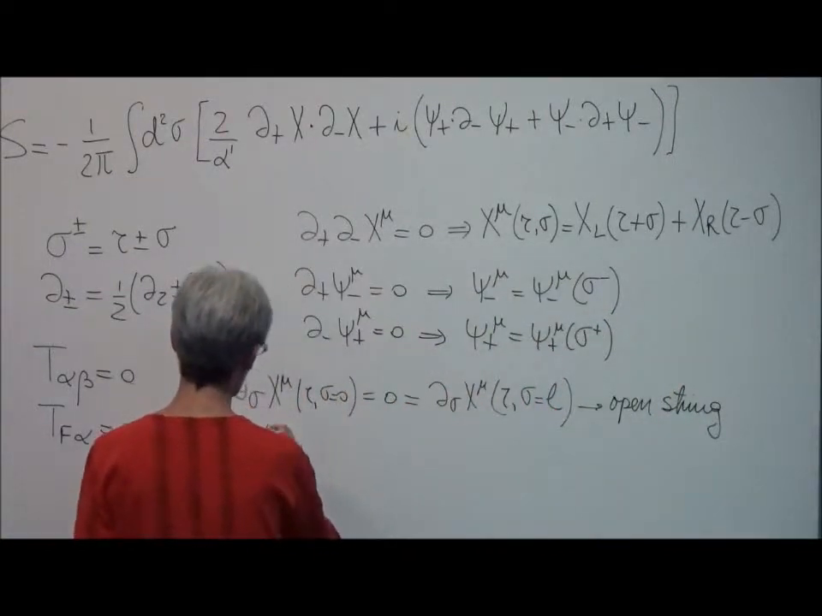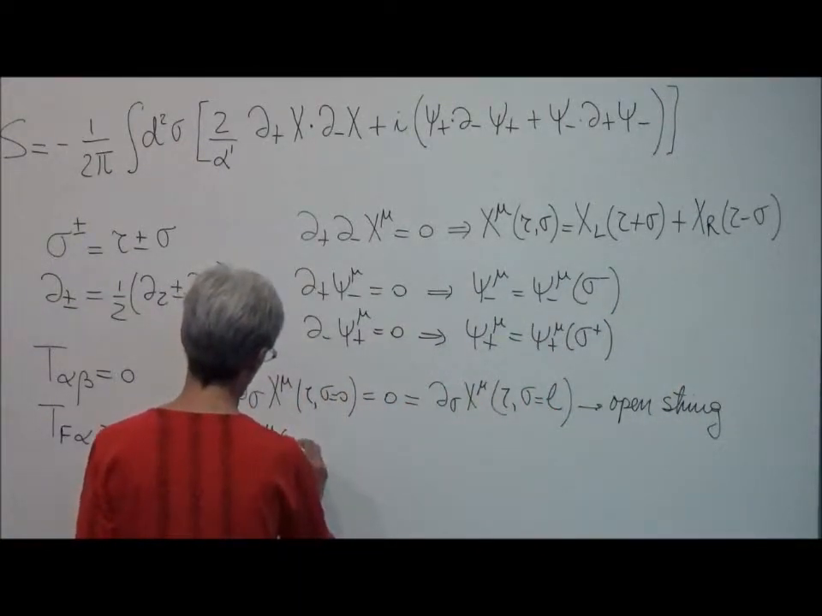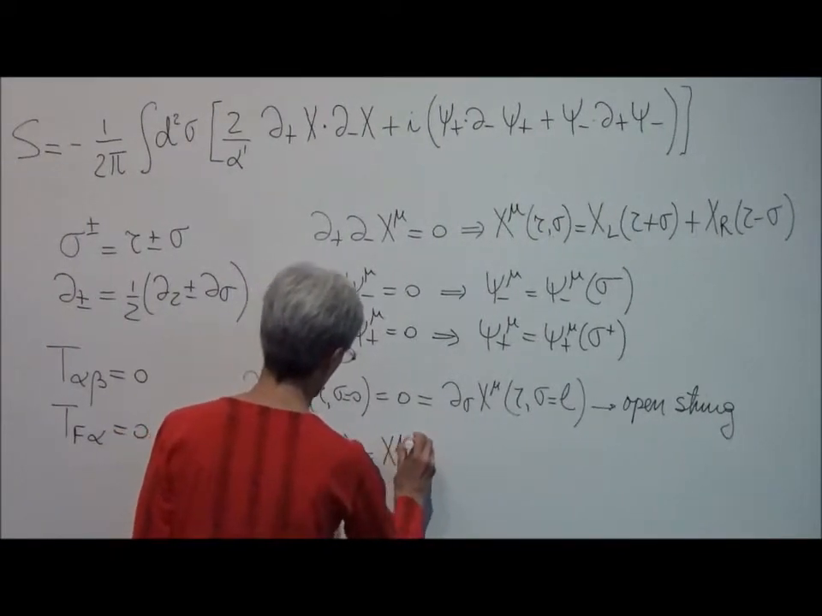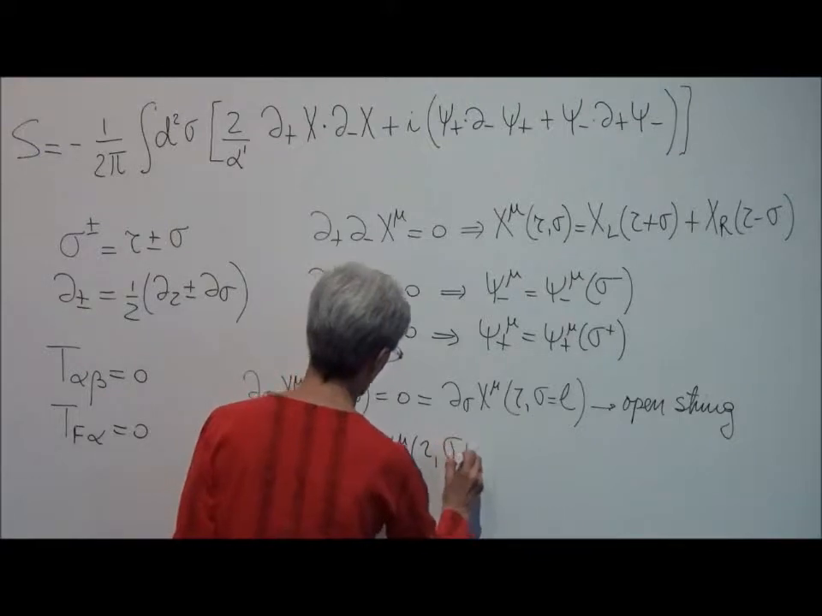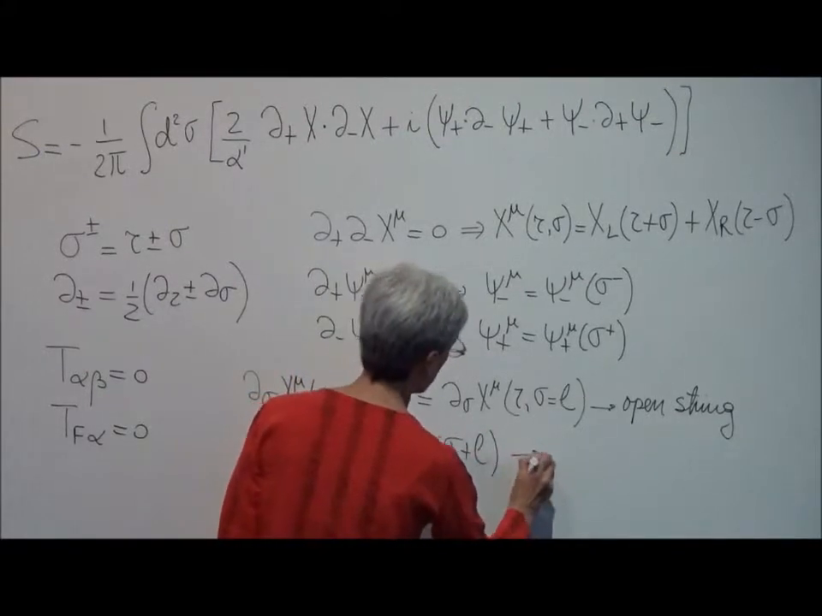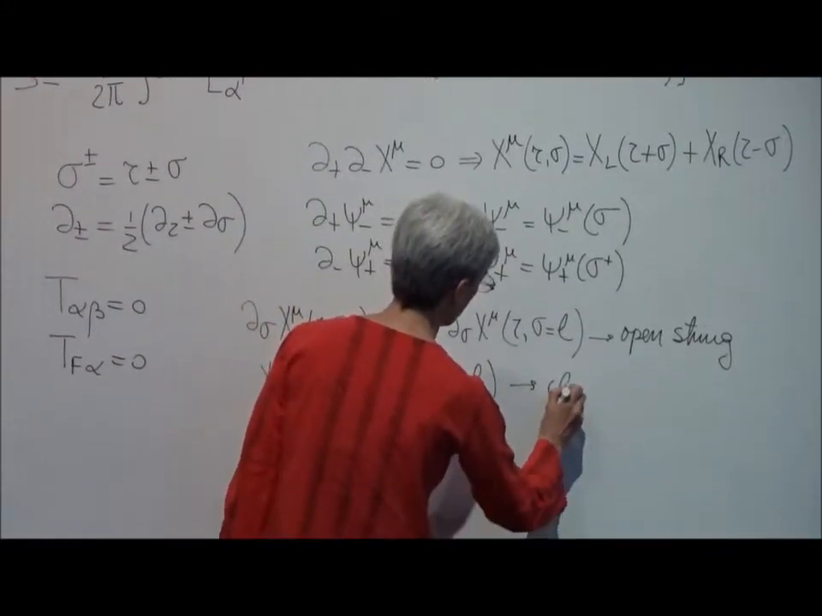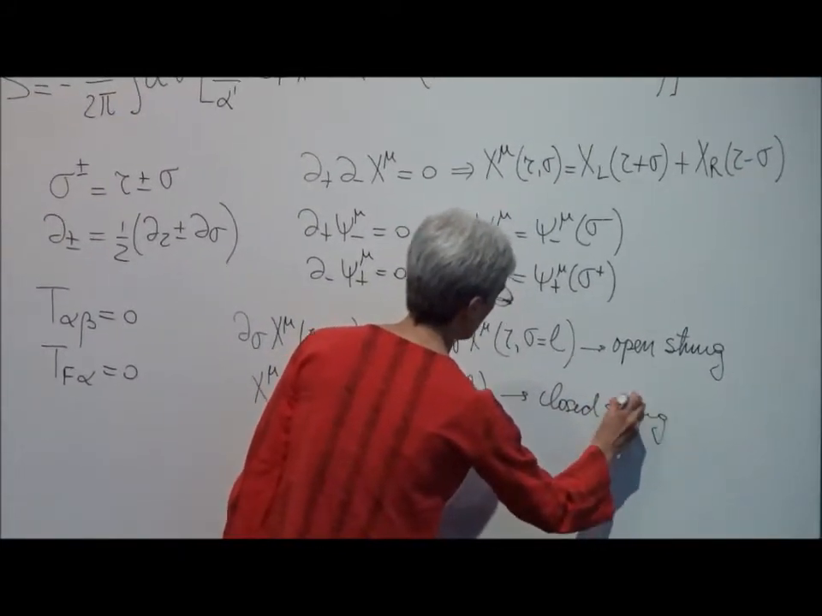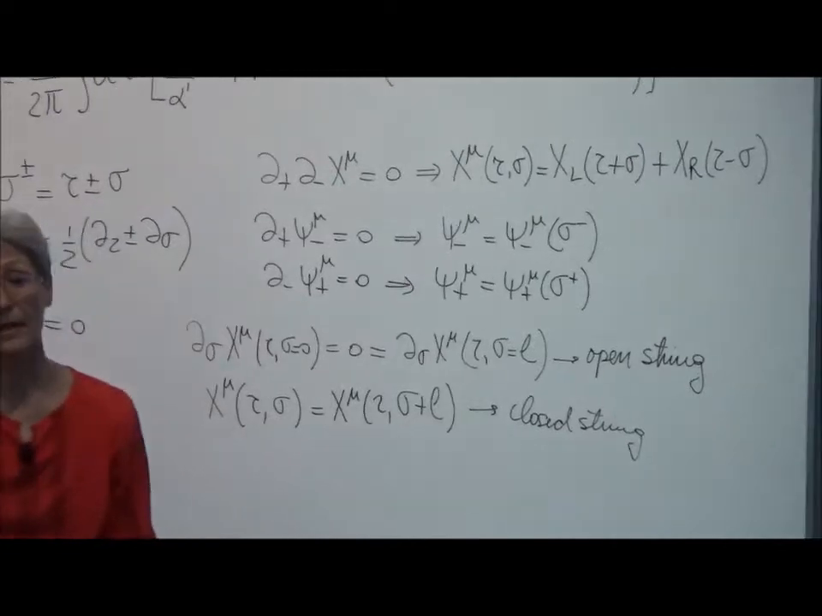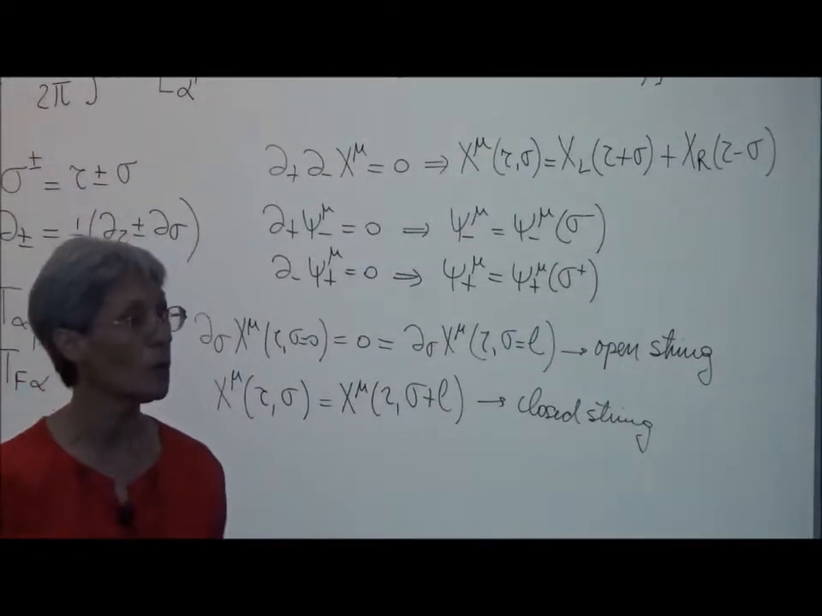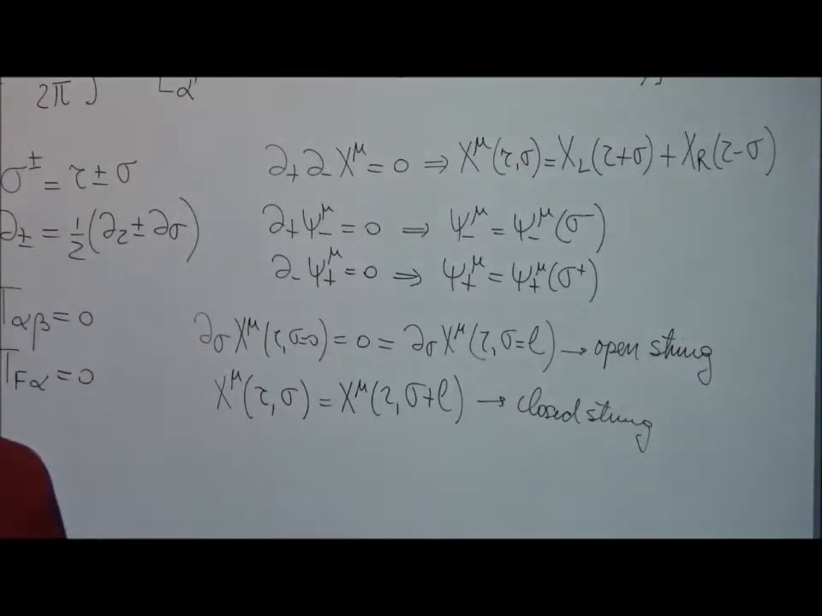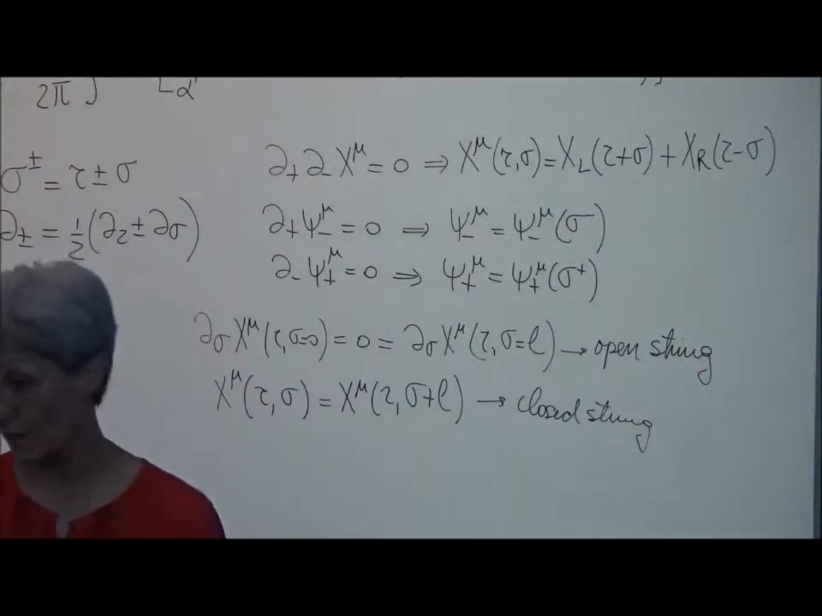And periodicity gives rise to the closed string. So this is exactly as in the bosonic string. There's nothing new. So the new feature here is the boundary conditions for the fermions.